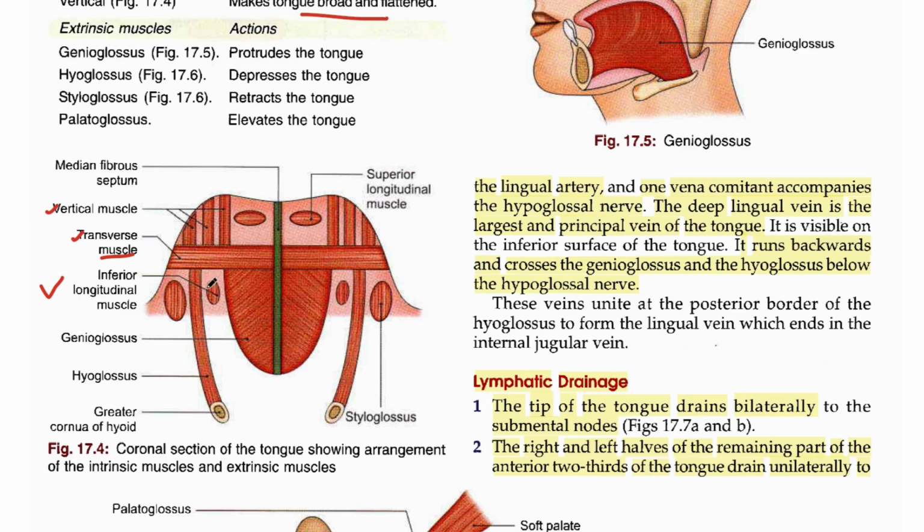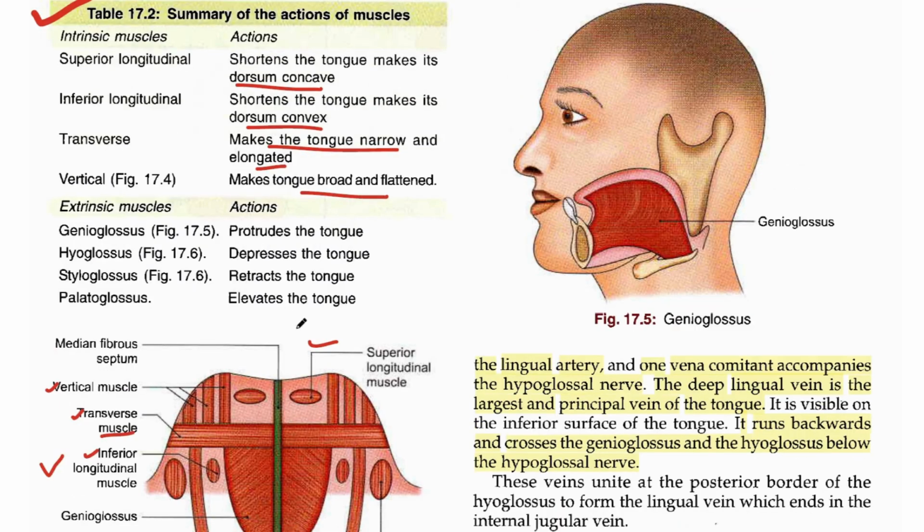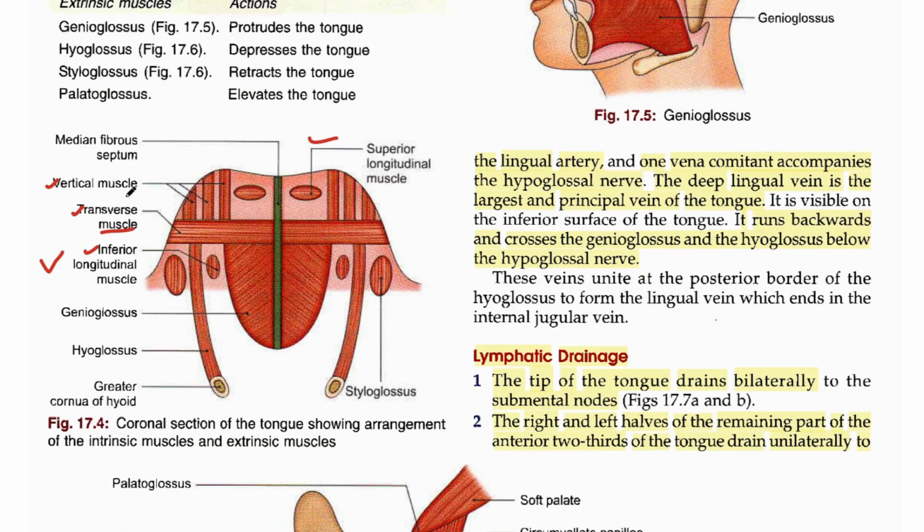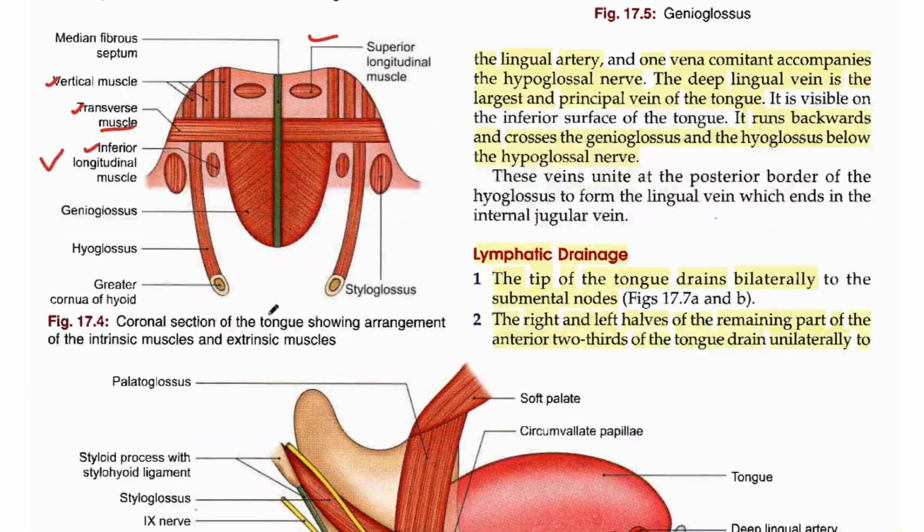The one over here that is present near the tongue surface is your inferior longitudinal muscle, and over here this is a superior longitudinal muscle. So your 4 intrinsic muscles are done: superior longitudinal, vertical, transverse and inferior longitudinal. Over here, this is the greater cornu of the hyoid. So this muscle will be your hyoglossus muscle. Over here, this larger muscle is your genioglossus muscle. And next to the hyoglossus is your styloglossus muscle. So this diagram looks difficult, but it is not difficult.